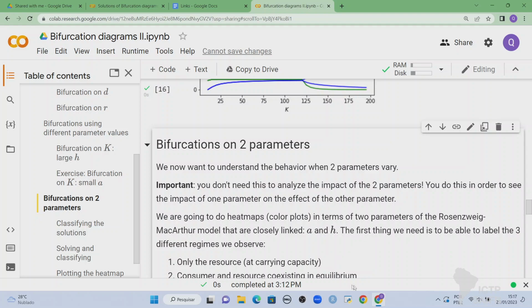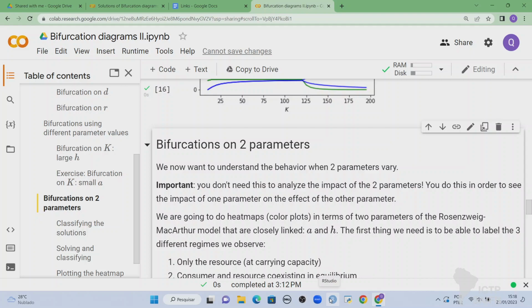So how do you do this? This is done by doing a heat map, an Euler plot again. Now we have two parameters, so we have to use the plane, and we will color this plane. It will be something like A on the x-axis, H on the y-axis, and each point in this plane will be a pair of values of A and H. And then we'll color each point with a color corresponding to consumer extinction, or fixed point, or periodic solutions.